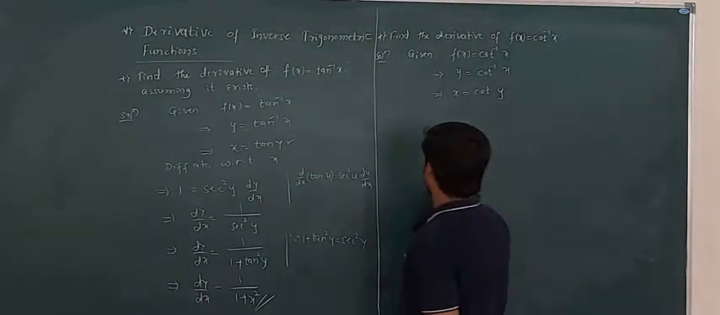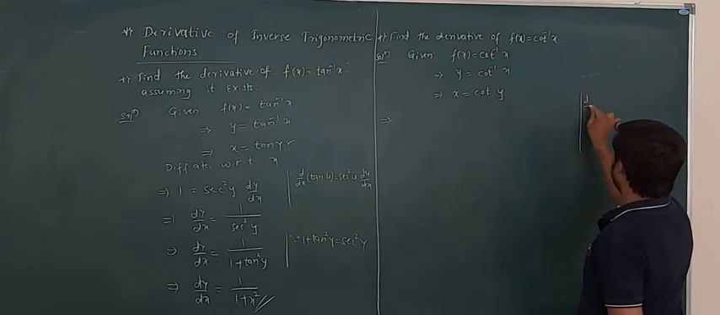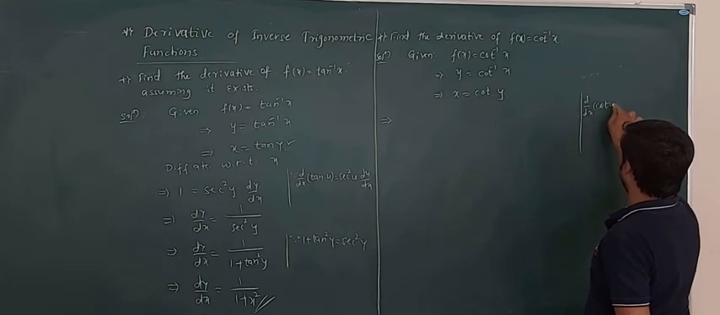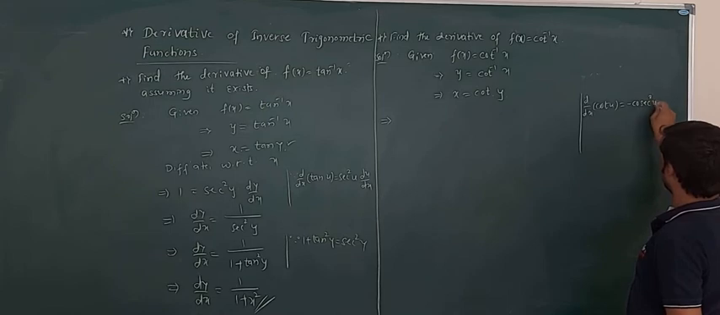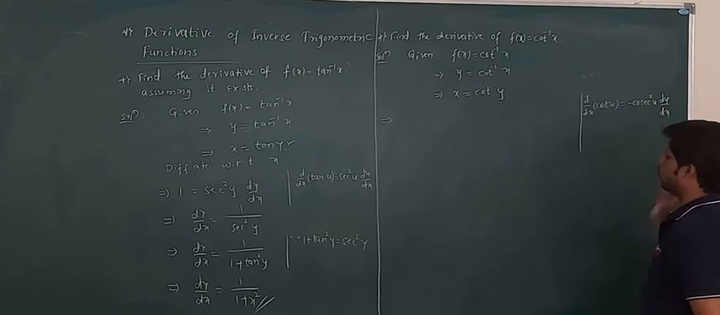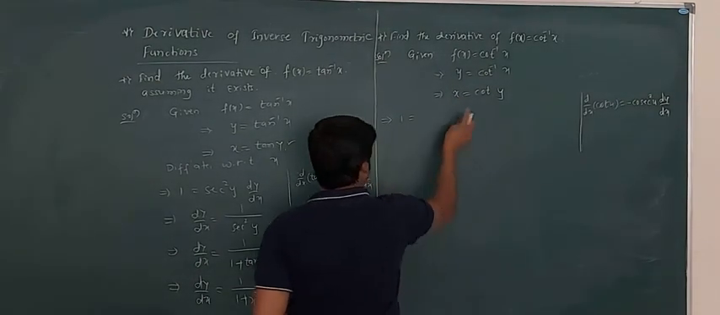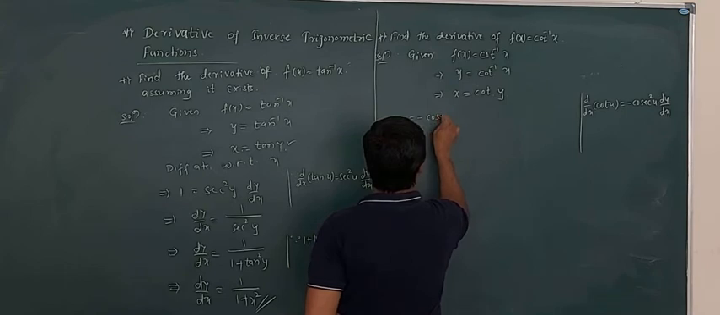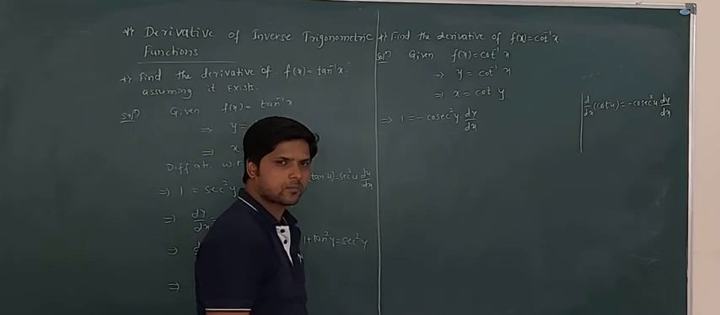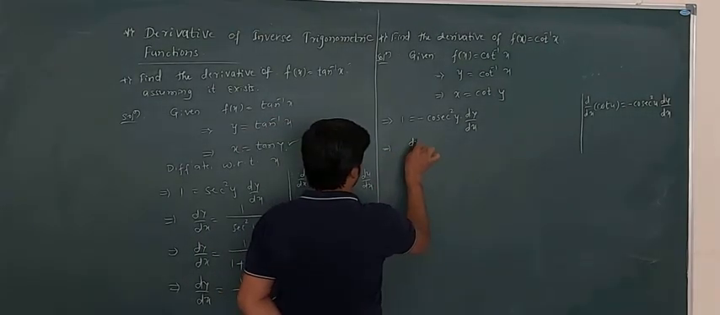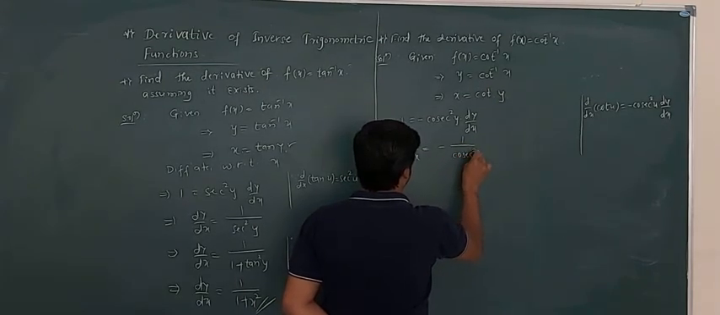And we know the differentiation of cot u. So d by dx of cot u differentiation is minus cosec square u into du by dx. Then x differentiation is 1, is equal to cot y differentiation, minus cosec square y into dy by dx. Now solve for dy by dx, we get dy by dx is equal to minus 1 upon cosec square y.